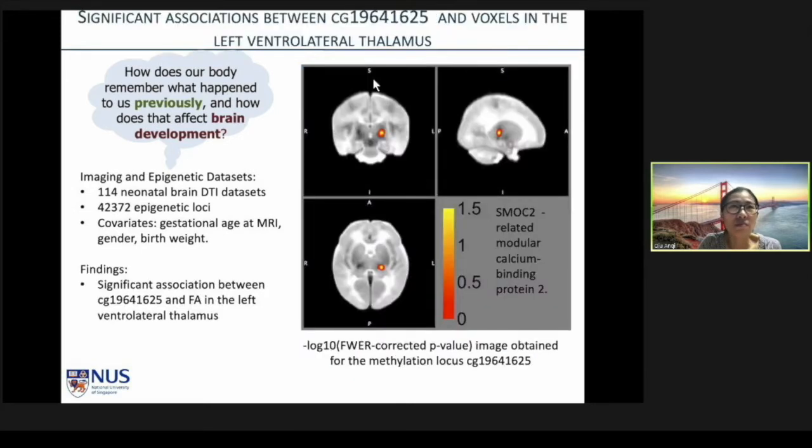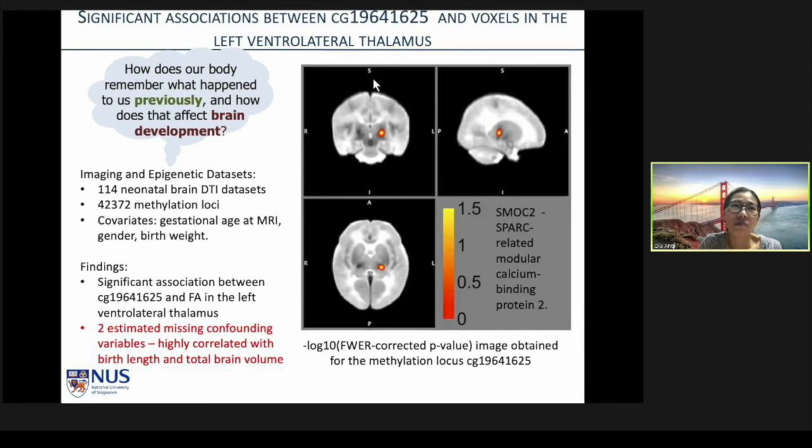What we found is that these particular CpG markers near the gene SMOC2 are associated with the FA values in the thalamus region. And the thalamus region particularly has a high concentration of calcium. During the estimation, we found two missing confounding variables across the entire neonatal brain. And these two confounding variables are highly correlated with neonatal birth length as well as total brain volume.